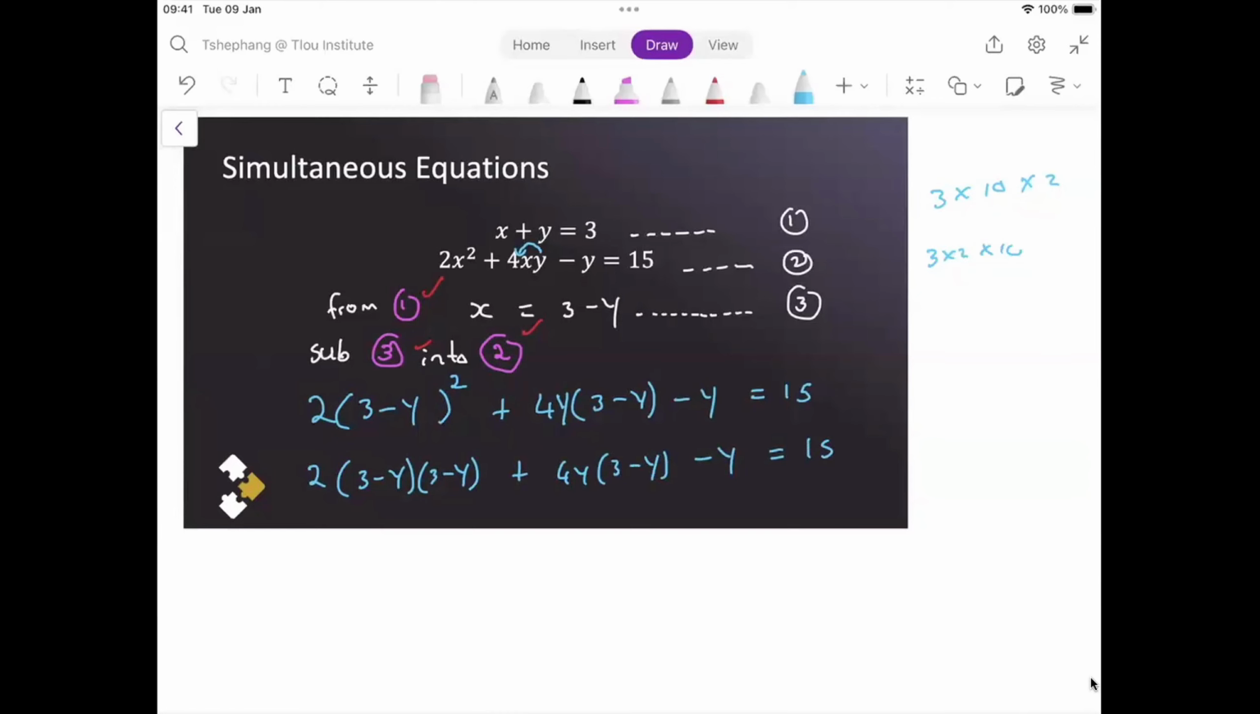Now this is going to be 2 into, now we FOIL it out. Let's FOIL this out. And remember, it's not the difference of 2 squares. So be very careful. This is going to be 9 minus 6y plus y squared. 3 times 3 is 9. 3 times negative y is negative 3y. And the other one is going to give us negative 3y. When you add the 2 up, you're going to get negative 6y. Negative y multiplied by negative y will give you y squared. Plus 12y minus 4y squared minus y is equal to 15.